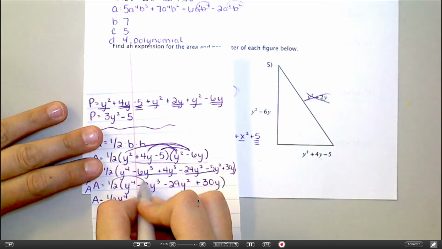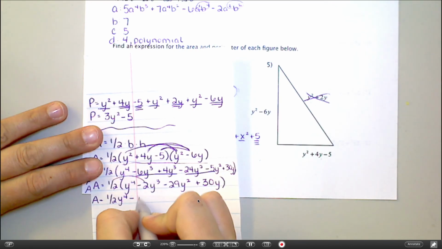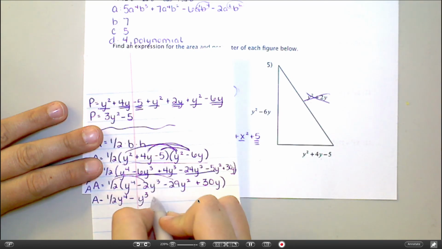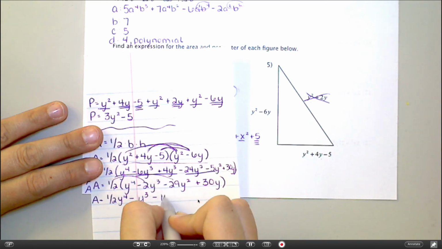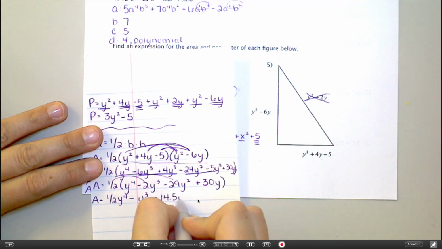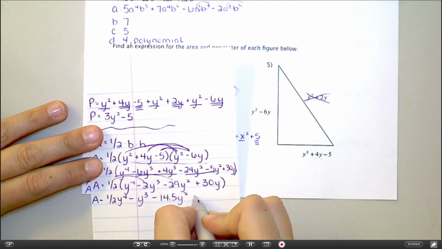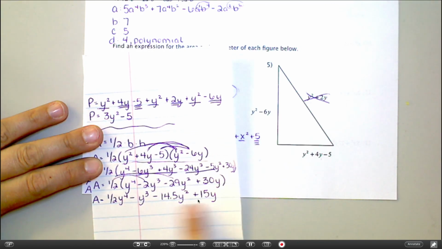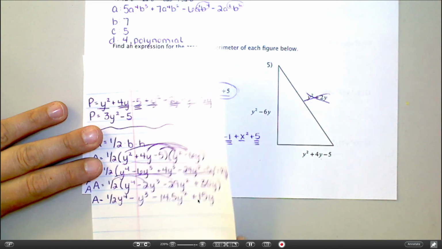What about 1/2 times 2? 1. That'd be 1. 1/2 times 29 would be 14.5. And 1/2 times 30 would be 15. And there's your area of your triangle right there. Okay? Questions on that before we move to the next page?